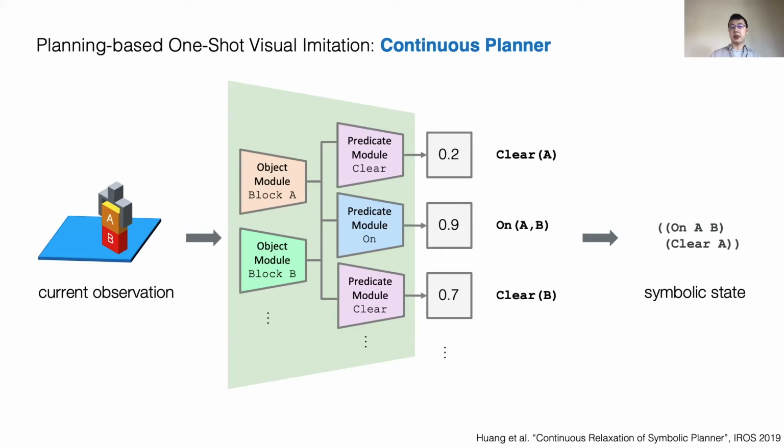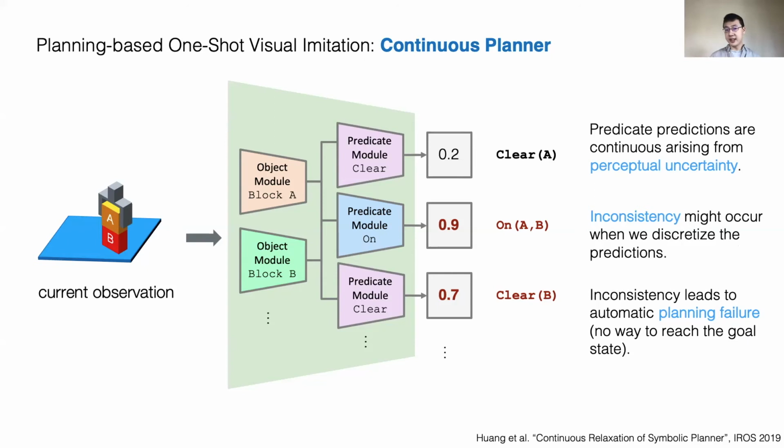And we use a modular design of the symbol grounding network to enable parameter sharing between the predicates. So first, we use object modules for each object. Intuitively, this type of object module extracts meaningful feature representations that are relevant to each object. And then the extracted object features are fed into a predicate module, which outputs a score between 0 and 1 for each of the predicates.